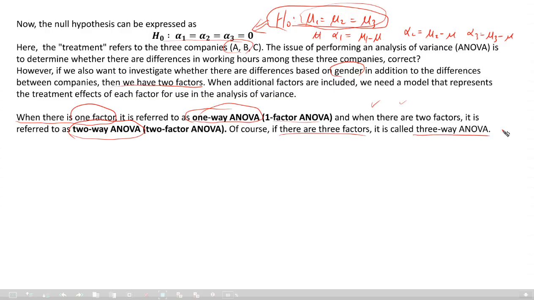I have experienced many people try to have two factors. Sometimes they want to have three factors, but I have never seen a four-factor analysis. So it's going to be more complicated, okay? But we are going to study up to two-way ANOVA, okay? That's it for today.